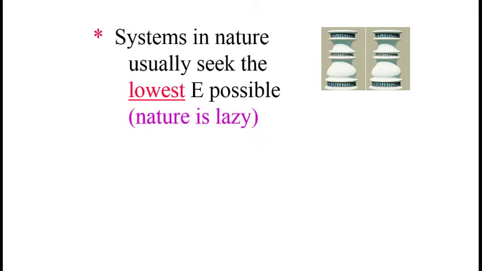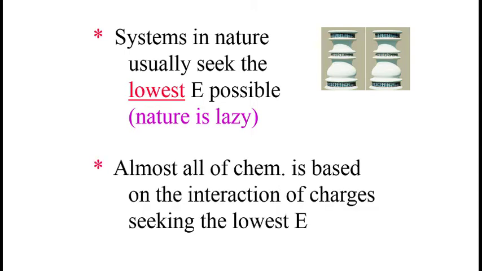Our second pillar of chemistry states that systems in nature usually seek the lowest energy possible. Nature is lazy. If a chemical system has the choice of being in a higher or lower energy state, it will usually choose the lower energy state. The second part of this pillar is that almost all of chemistry is based on the interaction of charges seeking the lowest energy. Keeping track of where the positive and negative charges are going is the key to understanding chemistry.